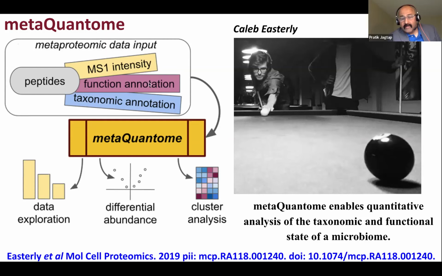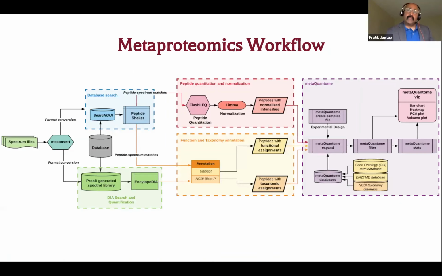Using this information, it could be fed into this tool called MetaQuantome, and using various R modules, it would generate outputs such as data exploration, differential abundance, or cluster analysis. This manuscript was published 3 years ago in Molecular and Cellular Proteomics. What I'll show next is the use of this software so that we could use it for not only this, but other data sets that we have been working on.